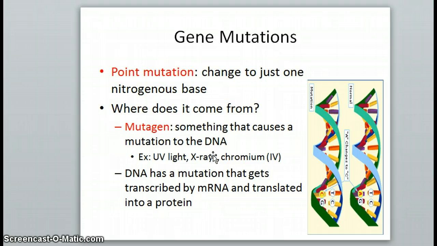Chemicals and drugs can also act as mutagens. Chromium-4 was the chemical found in the water in the movie Erin Brockovich. You've seen that, which was based on a true story.